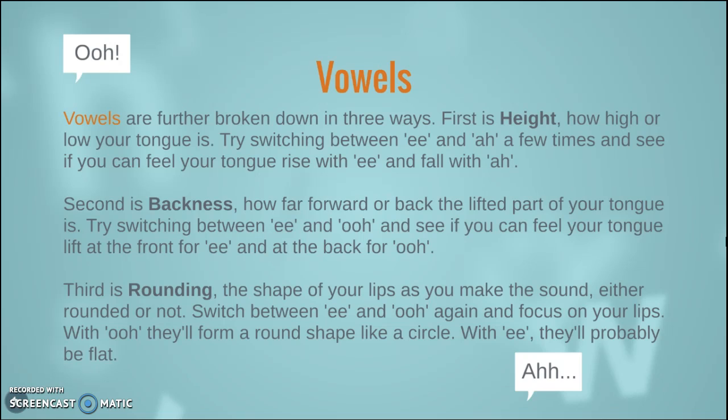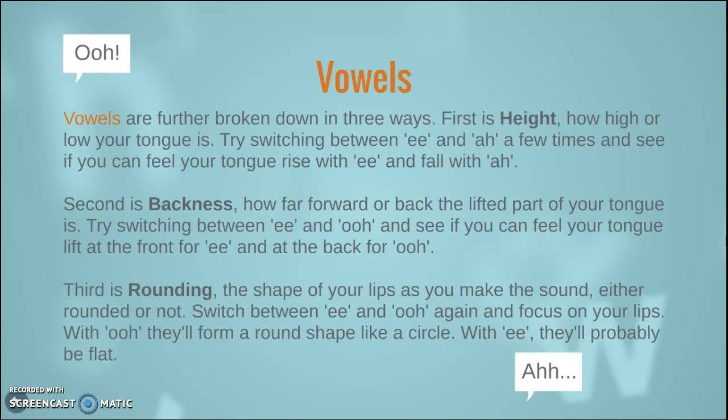Now, with vowels. Vowels are further broken down in three ways. First is height, how high or low your tongue is. Try switching between E and Ah a few times and see if you can feel your tongue rise with E and fall with Ah. E-ah, e-ah, e-ah.